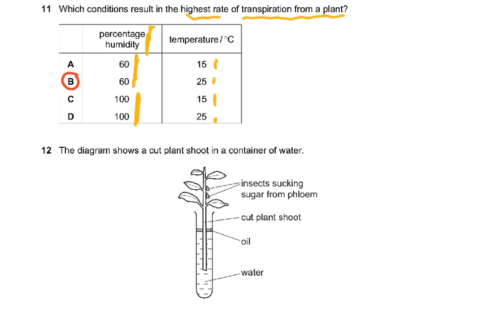So less humid outside, so more transpiration. And the temperature was high, so it was the B. Why? Because at high temperature, evaporation and diffusion of water vapors will be faster. But the percentage humidity had to be less. So which conditions result in the highest? So percentage humidity in the air was less, so more water vapors will diffuse out, and the higher temperature will result in a higher rate of evaporation and a higher rate of diffusion.